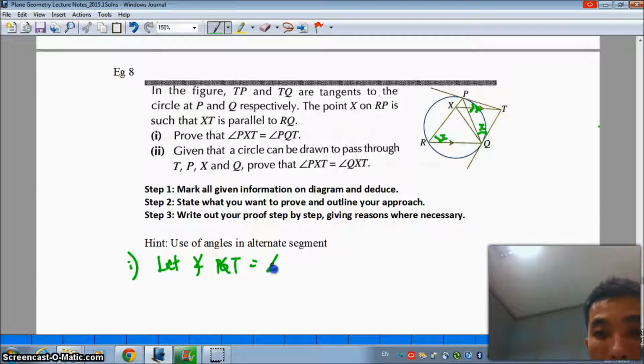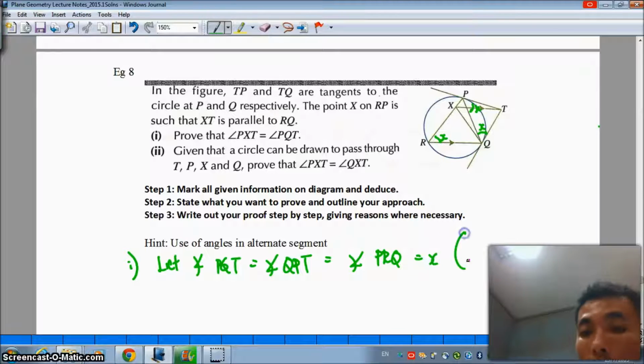Angle PQT is equal to angle QPT, and this in turn is also equal to angle PRQ. All these are going to be equal, and what concept do we make use of? Angle in alternate segment. Guess what? The most useful thing down here is you can notice that angle PXT is going to be X as well. Reason being there's a pair of parallel lines and the use of corresponding angle.